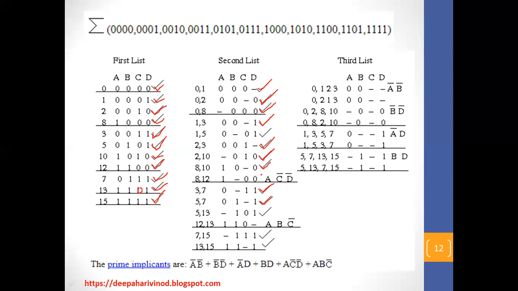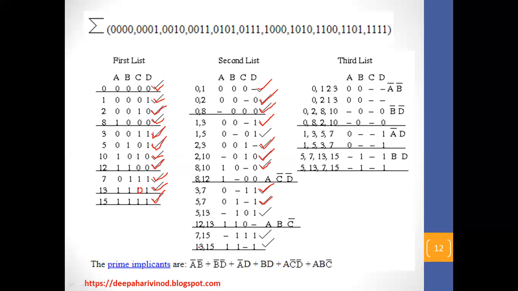So next, I think everything else cannot be compared. Moving to the next two sets, this one comparing with the last set. So 3, 7 with 7, 15 cannot be done. 3, 7 with 13, 15 cannot be done. 5, 7 with 7, 15 cannot be done.